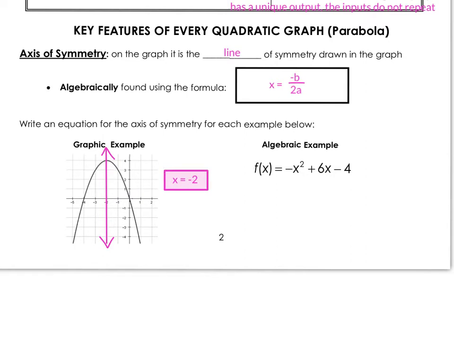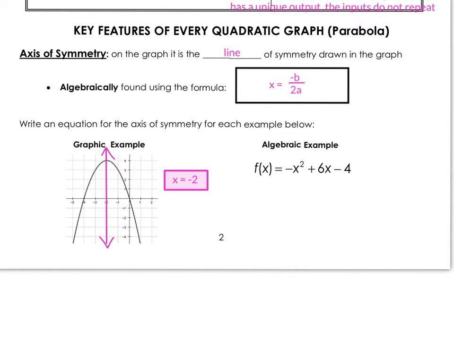Now in this next example, we have an equation. So I need to find a, b, and c in this equation. Really, I only need the a and the b value to plug into the axis of symmetry formula. And then I can solve that algebraically without needing to graph.